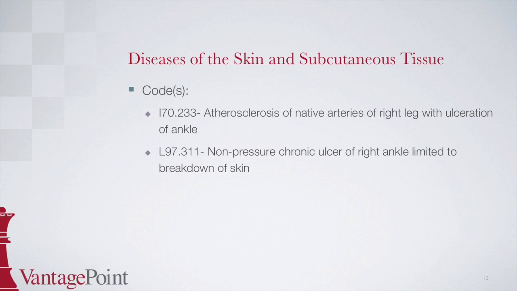I70.233, atherosclerosis of native arteries of right leg with ulceration of ankle. If you looked up atherosclerosis in the alphabetic index, there is a note which states, see also arteriosclerosis, which is necessary because there are no options for the extremities. After finding arteriosclerosis, look for extremities, then leg, which is located almost at the end of all the arteriosclerosis of the extremity codes. You need to pay close attention to make sure you're not still under bypass graft.